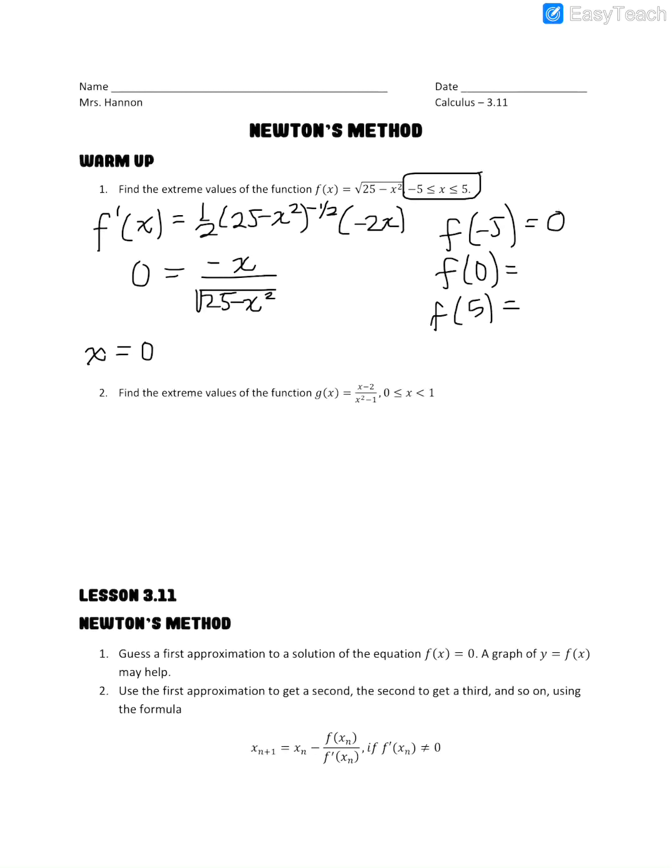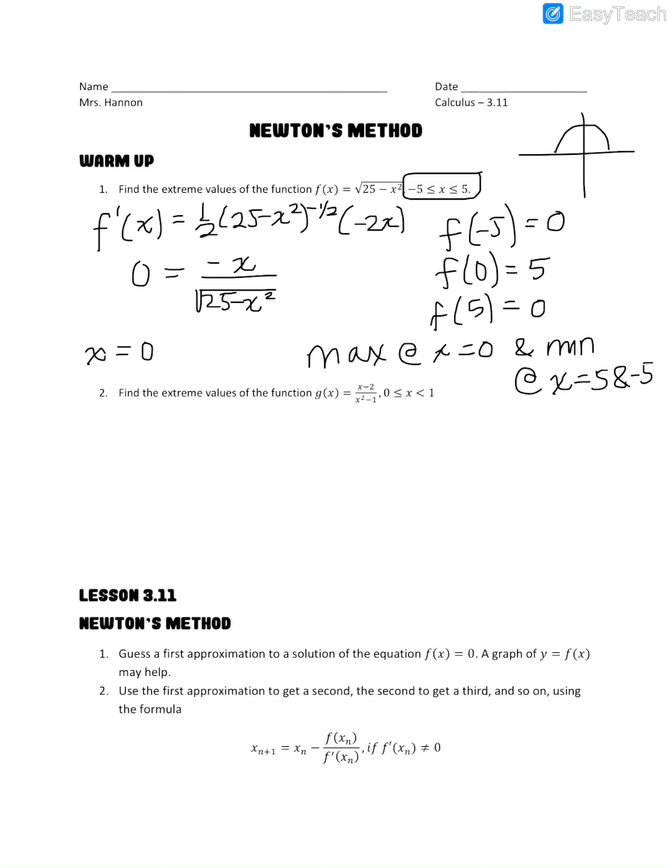So we get 0 for the 5 and the negative 5. And when we plug in 0, we get radical 25, which is 5. So we're going to have a max at 0 and a min at 5 and negative 5. And if you looked at this, you might have recognized 25 minus x squared is like half of a circle. The radical eliminates the negative part of the circle, so it looks like this. So that's why it makes sense that at these 2 points we have our min, and here we have our max.